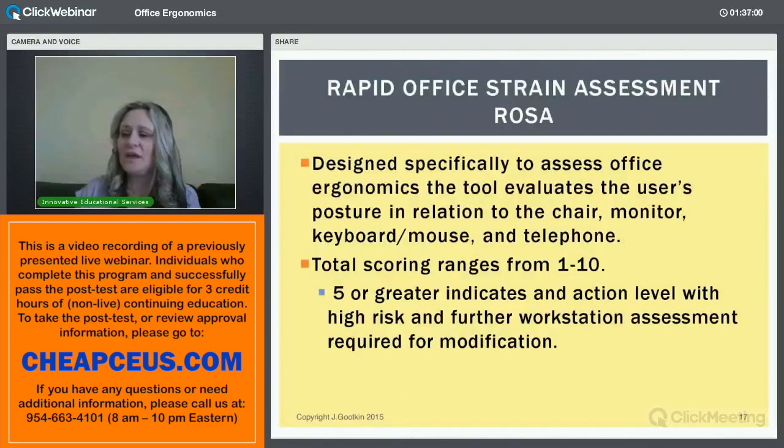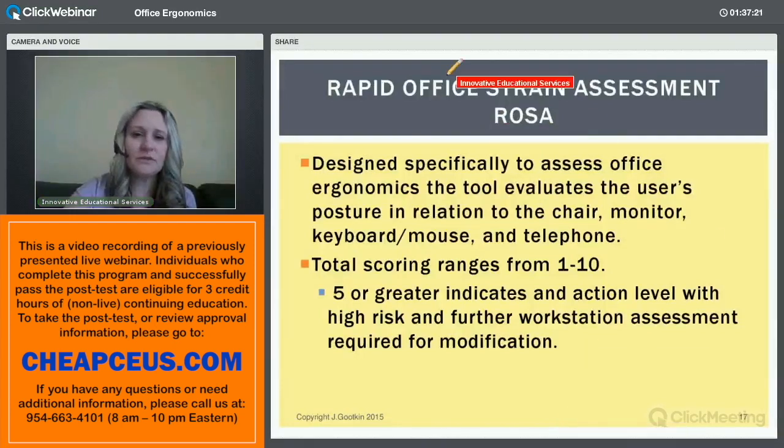The first tool is looking at the ROSA. And for all of the tools that I'm discussing, there has been a sensitivity analysis and testing of them in order to show that they are consistent in their ability to assess the risk of injury. And that's what we're looking at. So the ROSA is our first assessment.